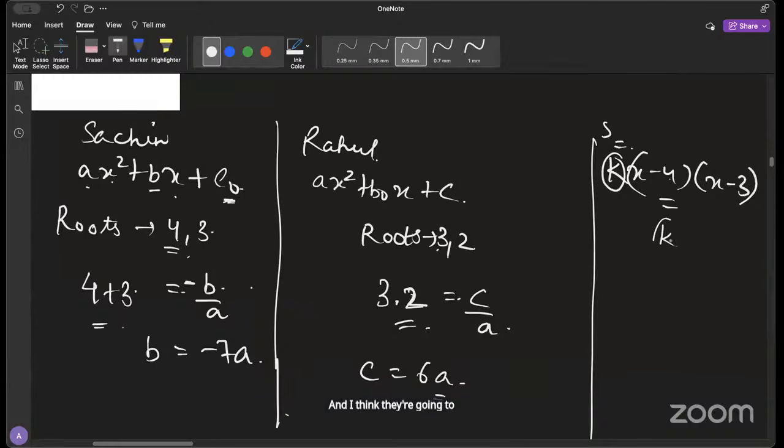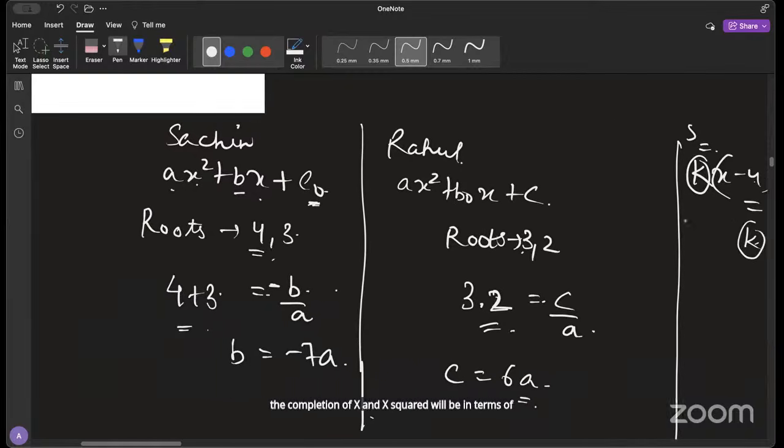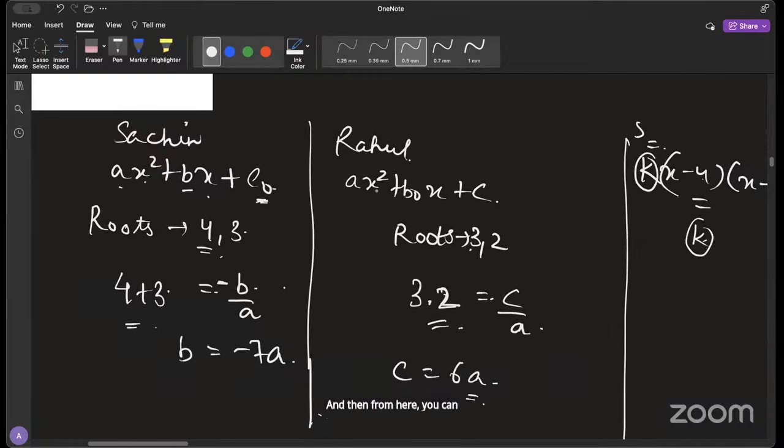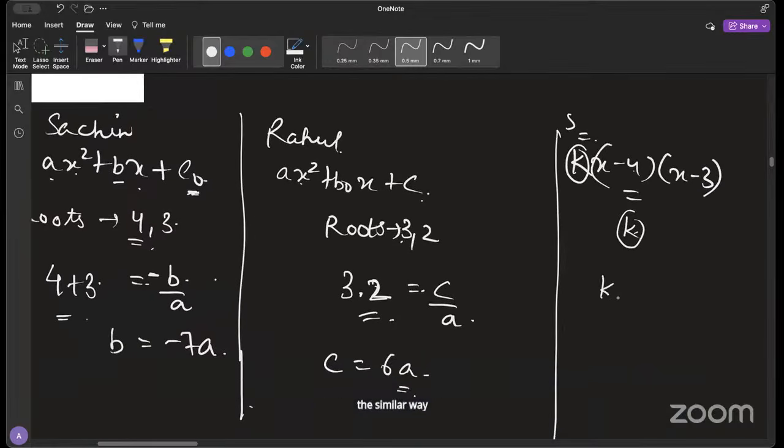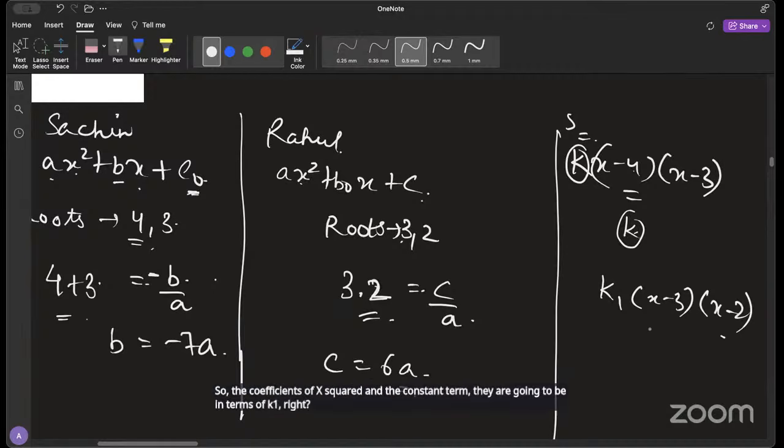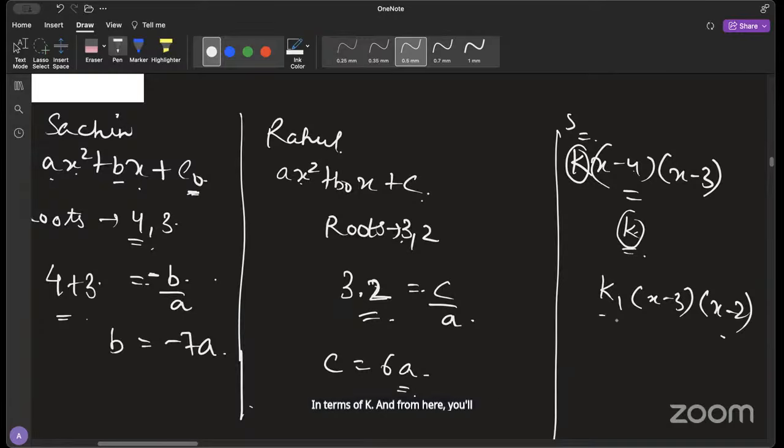Going to be in terms of k. The coefficient of x and x square will be in terms of k. And then from here, you can find the coefficient of x square and the constant term the similar way, because it will be k1 times (x minus 3)(x minus 2) this time. The coefficients of x square and the constant term are going to be in terms of k1. So from here, you will have a in terms of k, and from here, you'll have a in terms of k1.